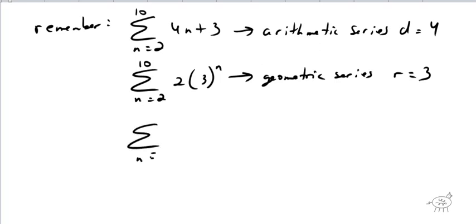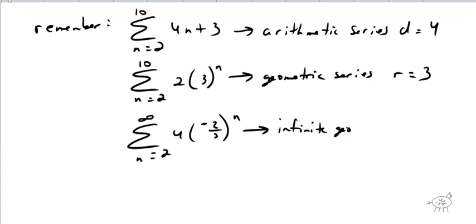Okay, and then you have n going from 2 to infinity of 4 times negative 2/3 to the n power. And of course, this is an infinite geometric series. Okay, in this case here, r is equal to negative 2/3, so I can use my friendly little formula because it's between negative 1 and 1.